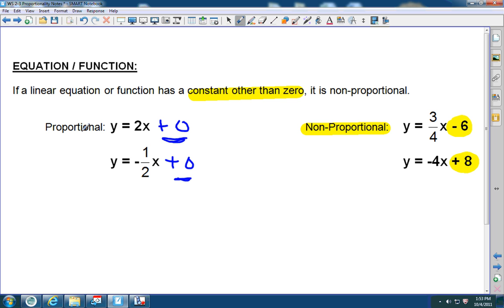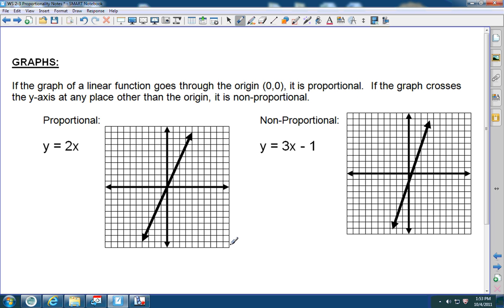Next, right here looking at a graph. If the graph of a linear function goes through 0, 0, it is proportional. So this one right here, see how it goes through 0, 0? That's why it's proportional. This one crossed down here on the y-axis. This is non-proportional.